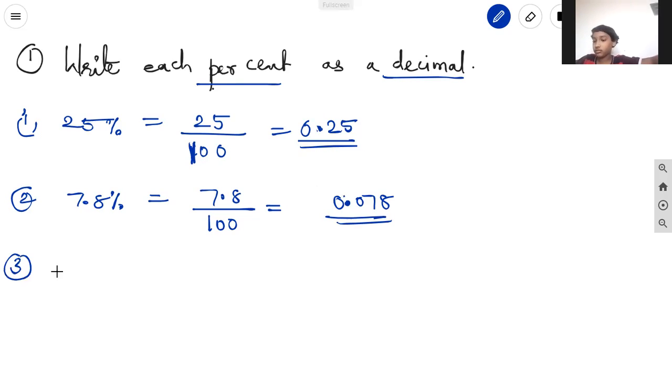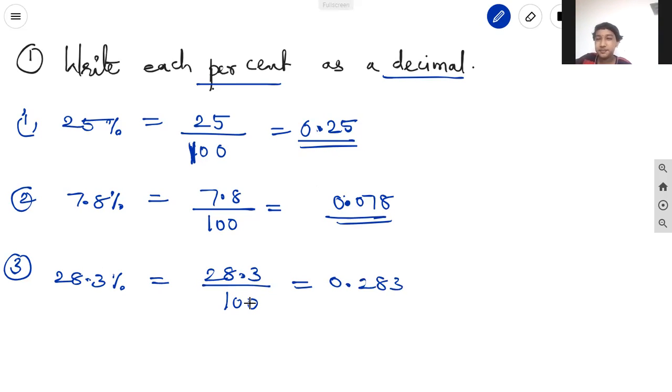One more problem, third one, 28.3%. That is equal to 28.3 per 100. So it is equal to 0.283. Just in the denominator 2 zeros means the decimal point moves to the left side by 2 digits.